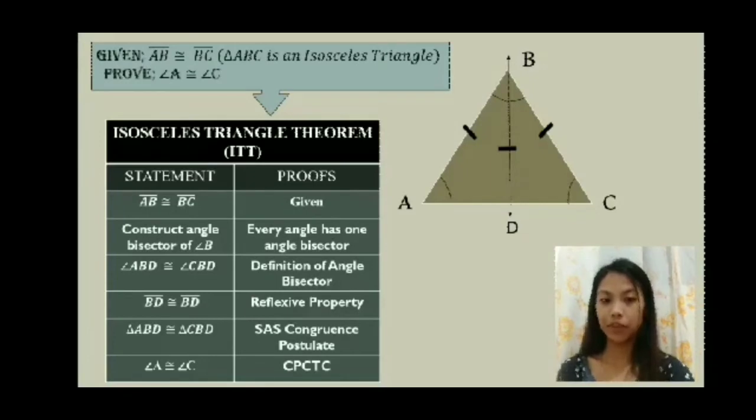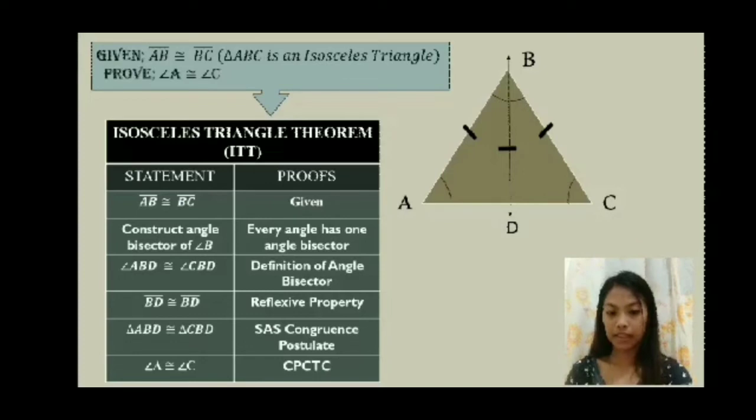And now we have enough information to state that two small triangles are congruent to one another. So we can say that triangle ABD is congruent to triangle CBD. Remember, these vertices must be listed in corresponding order, and the reason for this is the side-angle-side postulate. And since these two triangles are congruent, we can conclude that angle A is congruent to angle C. The reason for this is CPCTC, or corresponding parts of congruent triangles.